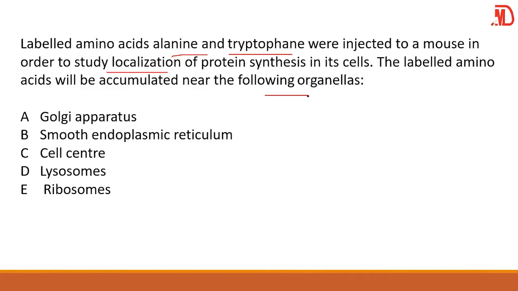Now, don't confuse smooth endoplasmic reticulum with rough endoplasmic reticulum. The endoplasmic reticulum we are talking about, where protein synthesis takes place, is the rough endoplasmic reticulum, not the smooth. And why is it called rough? Because it has ribosomes on its surface. That's why it's called what? The rough endoplasmic reticulum. Not smooth. So over here, even if they had brought rough, then we could have gone for the rough, because rough means ribosomes plus the endoplasmic reticulum together. So here the answer is E, ribosomes.